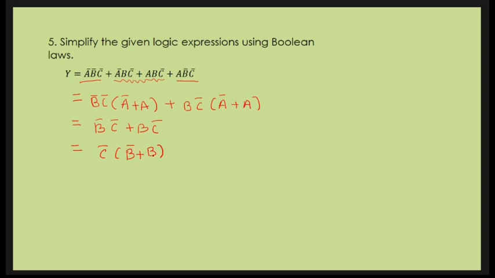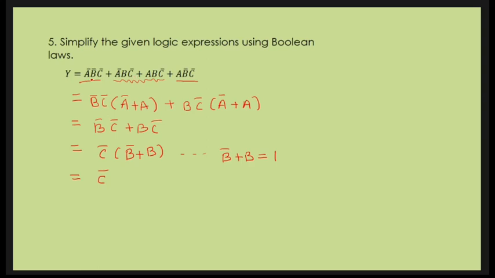Again, B bar plus B is equal to 1. So what remains is only C bar, right? So we have again simplified this equation into a single term C bar.